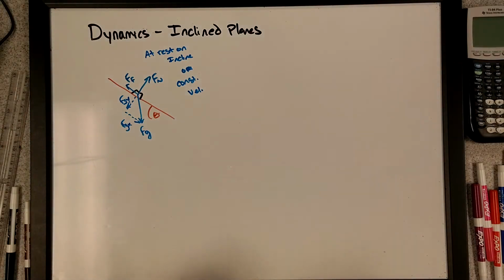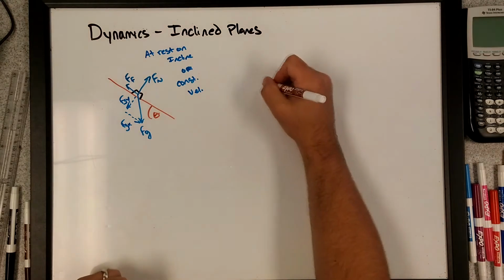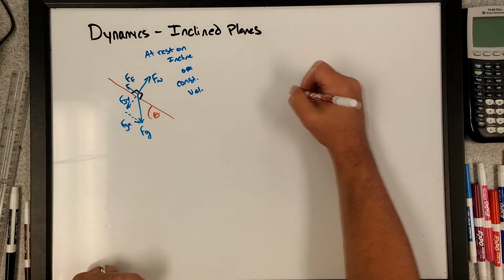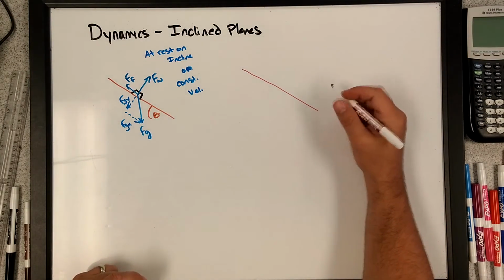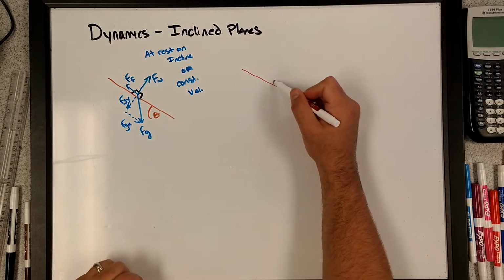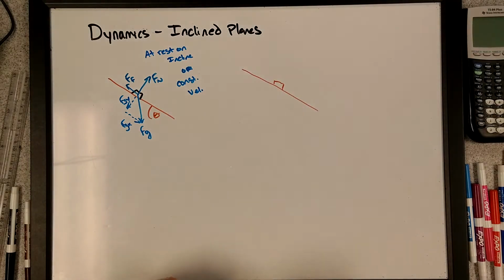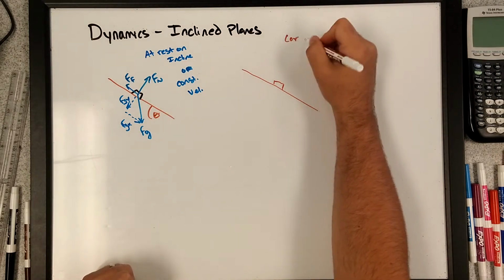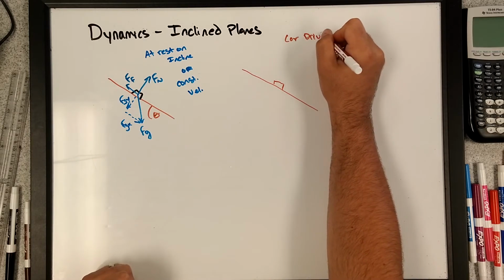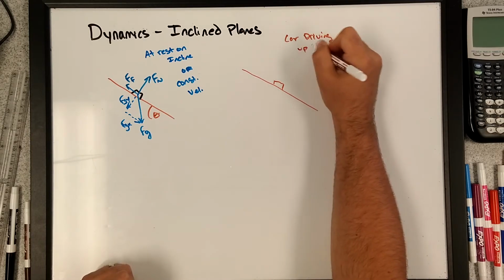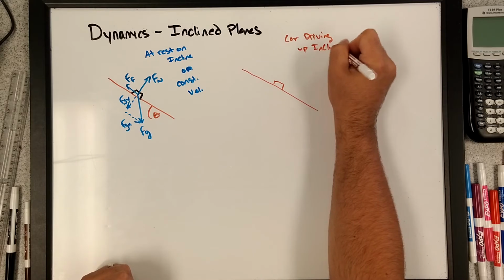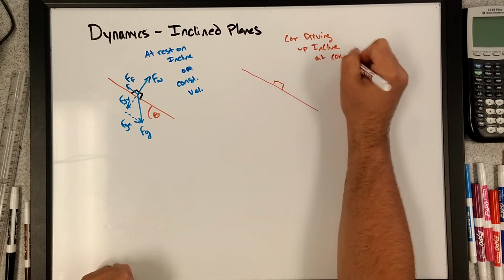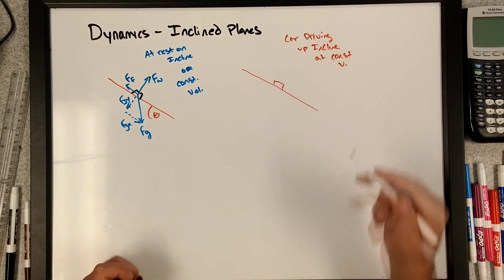So let's get through a couple other situations. Like, what happens when we have a car driving up a hill at constant velocity? Okay, keyword there, constant velocity. So here we have a car driving up an incline at constant velocity.